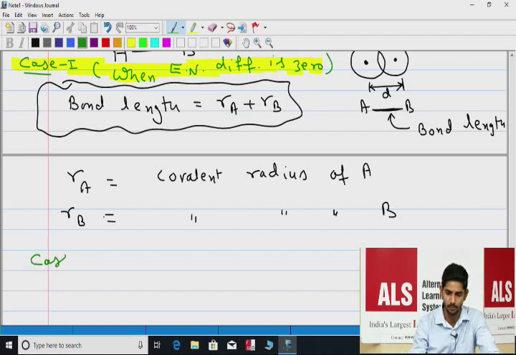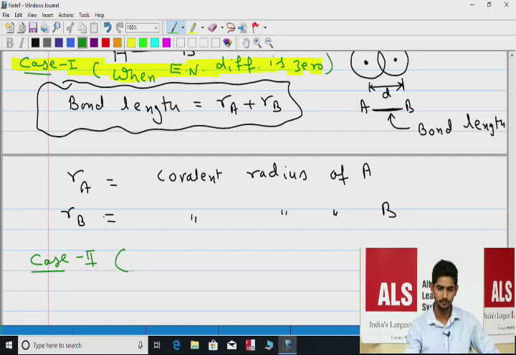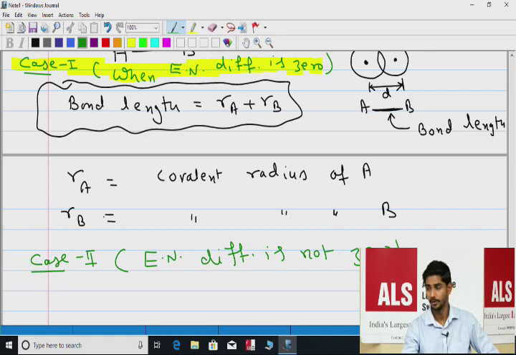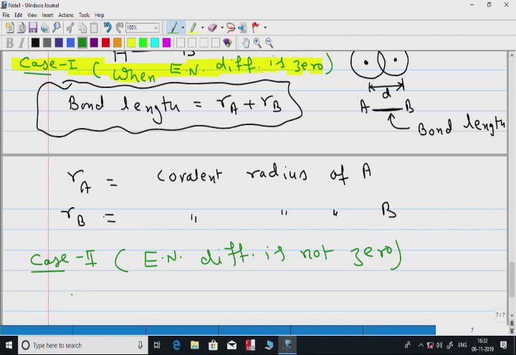Now let's talk about case 2. When electronegativity difference is not 0. Means we are talking about the electronegativity of atom A and atom B. In that case, bond length would be RA plus RB minus 0.09 times (XA minus XB) angstrom. This is the second formula.